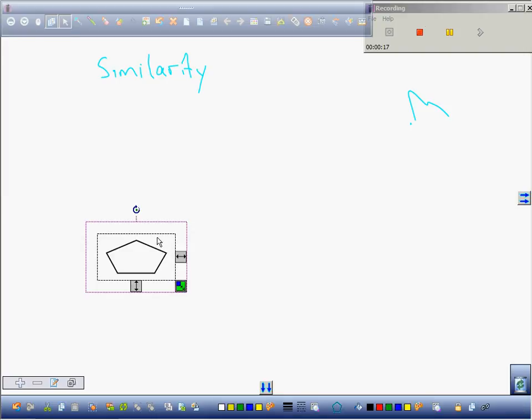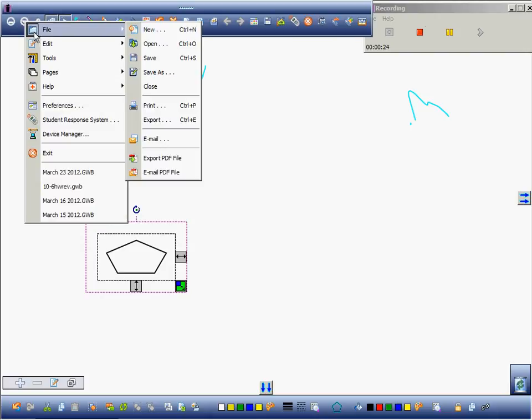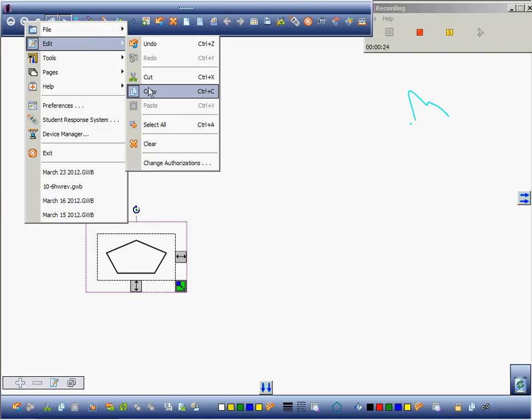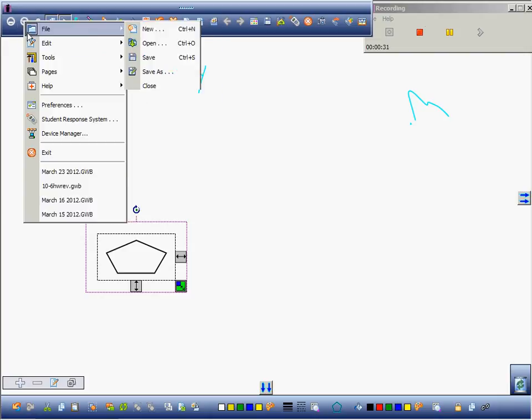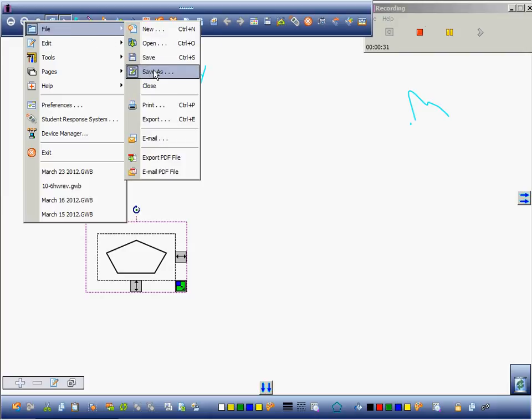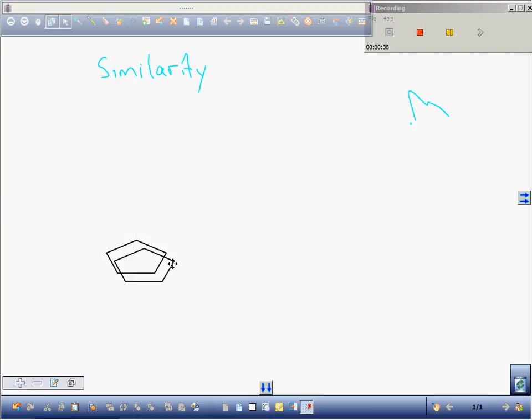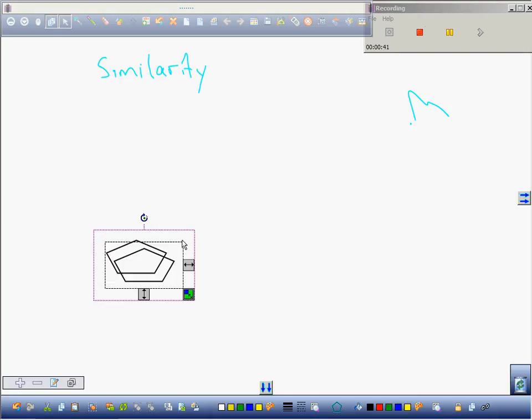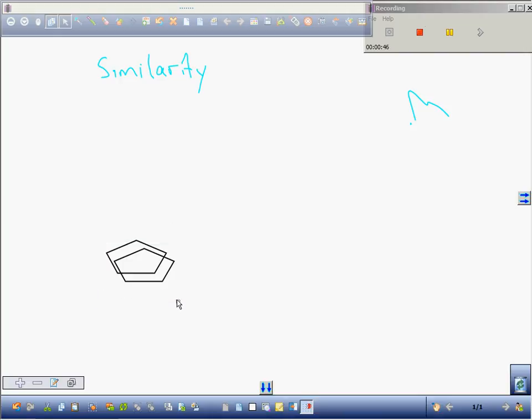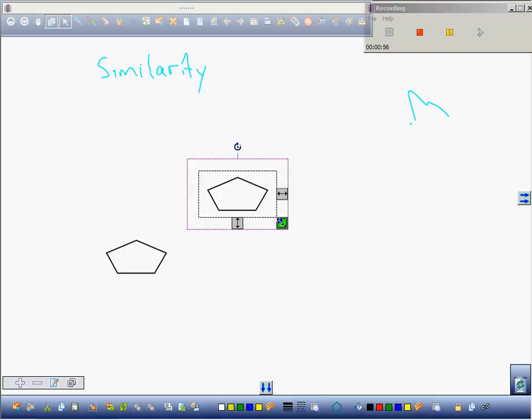So this figure, let me see if I can do this. File, edit, copy. File, edit, where's edit? Edit, paste. And I make a copy of these two things. And I drag this. How do I drag it? Grab it and move it. Okay? Are these two figures similar? Yeah, okay. Now, what if I drag this like this?